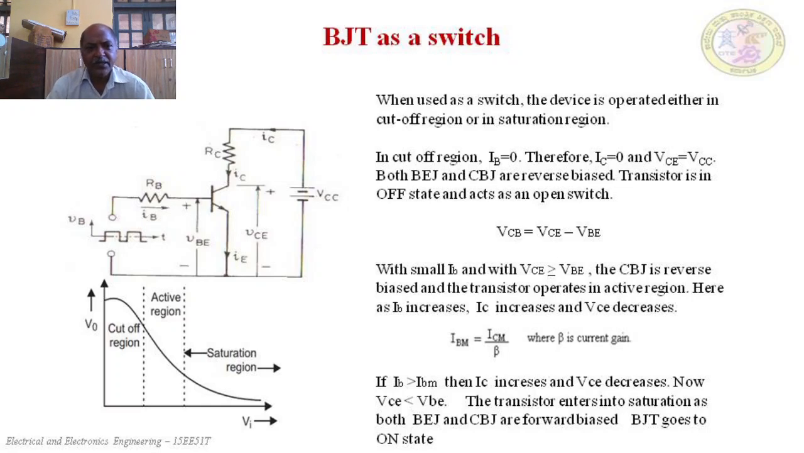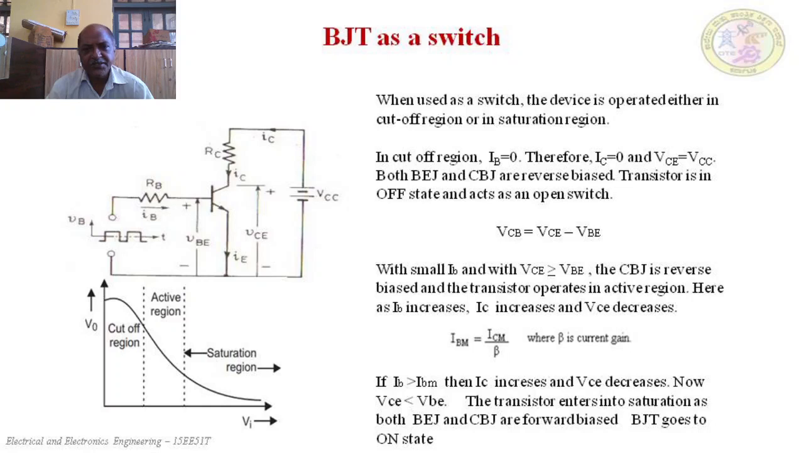When the collector current does not change with a small value of base current, that is called the cutoff region. But as the collector current starts increasing as the base current increases, decreasing the collector emitter voltage up to a certain minimum value, then that state of the transistor is called the active region, or the transistor working as an amplifier.